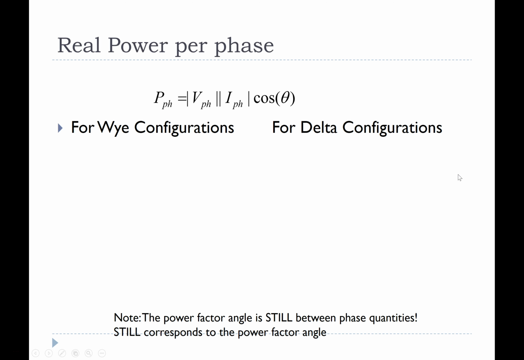So just to recap, we know that the power per phase is V phase multiplied by I phase by cosine theta. Be mindful that these are the absolute values, not the phasor values, and theta is the difference between the angle of the voltage and the angle of the current.